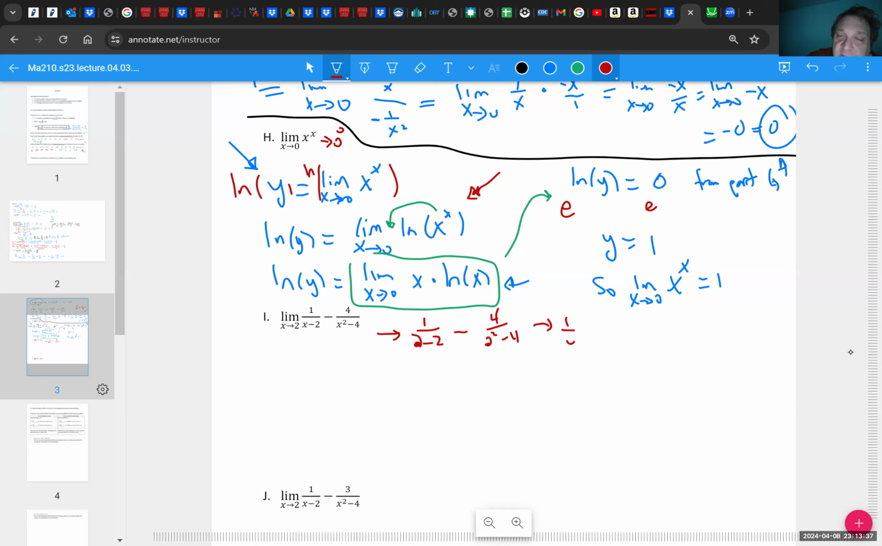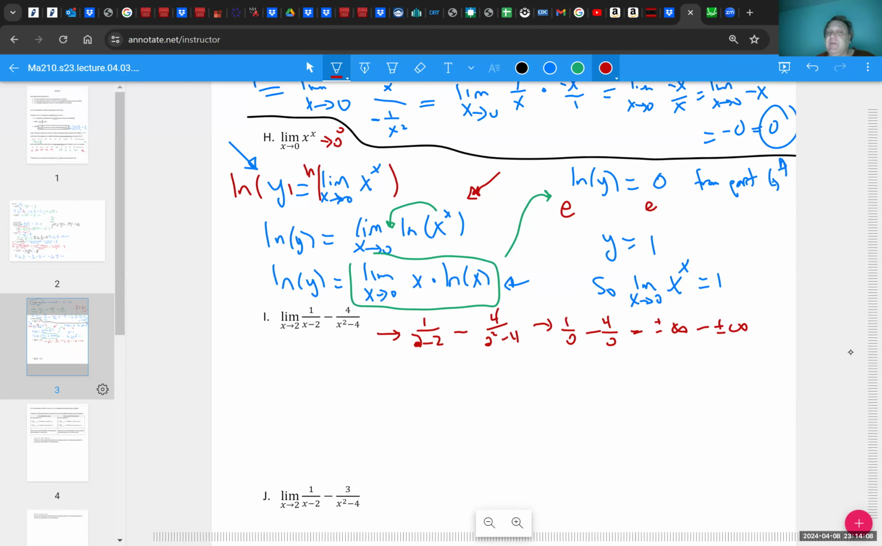which is 1 over 0 minus 4 over 0, which is some version of infinity minus some version of infinity. So we have an infinity minus infinity kind of situation. So we're going to try to see if we can simplify this so that we can use L'Hopital's rule. Infinity minus infinity is one of our indeterminate forms. Okay, so how do we simplify this?